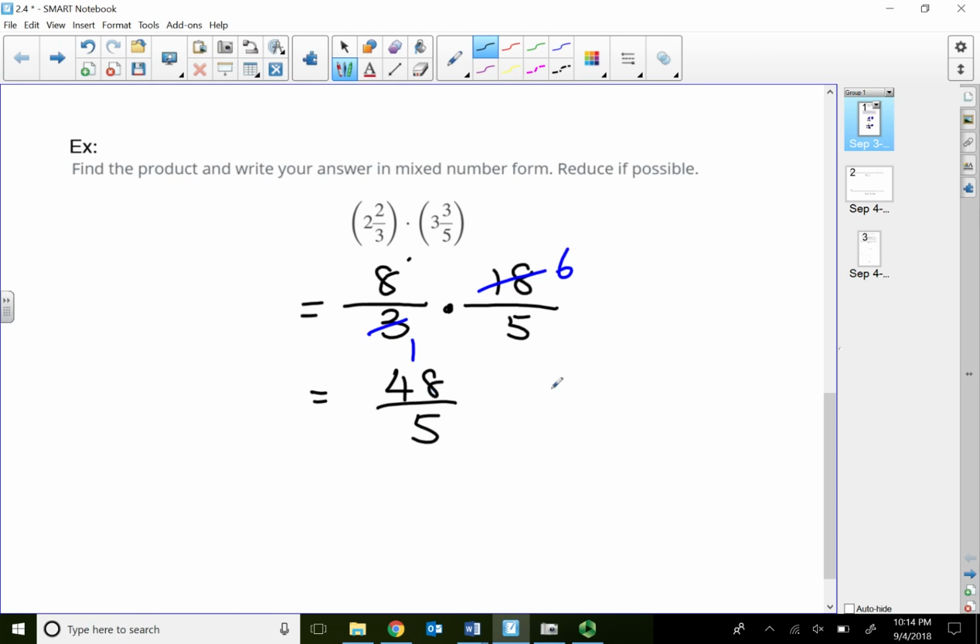The problem says to write my answer in mixed number form, so I'm going to divide this and turn it back into a mixed number. 5 goes into 48 about 9 times, because 5 times 9 is 45. 48 minus 45 leaves a remainder of 3. Denominator still 5. If you can do it in your head, do it in your head. 5 goes into 48 nine times, so the quotient is 9. My remainder becomes my numerator, and my divisor is still my denominator.